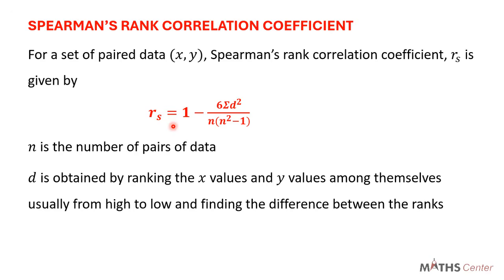This is the formula we use to find the Spearman's rank correlation coefficient. The N is the number of pairs of data and the D is the difference between the ranks assigned to the X values and the ranks assigned to the Y values. Let's solve some questions with this. It will help you to understand it.